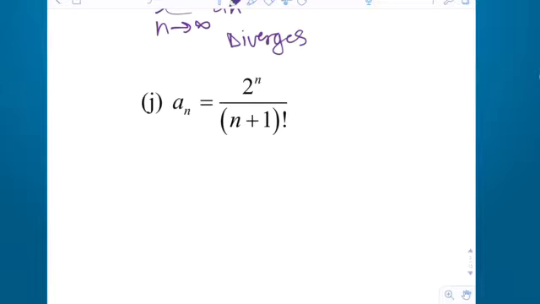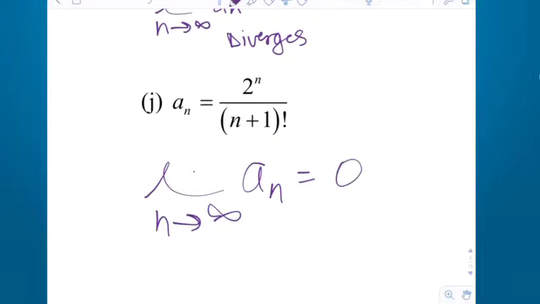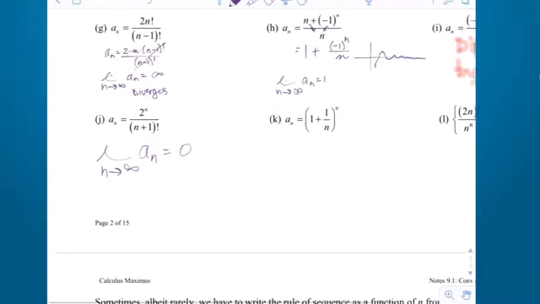So here's where we could really start using that family of functions and how they grow for large values of n. Who grows faster for large values of n? Exponential, essentially, in the top, or factorial in the bottom? Factorial. So this one should approach what? 0, and it does. So this is a convergent sequence. The terms eventually go to 0.